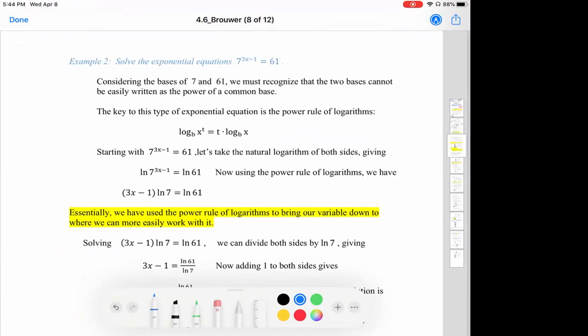Considering the bases of 7 and 61, we must recognize that two bases cannot be easily written as a power of a common base. The key to solving this type of exponential equation is the power rule of logarithms. So what we're gonna do is we're gonna introduce logs. Now to remind you of our power rule, this says that if I have some exponent, I can move it to the front. So we're gonna introduce logs so I can take my exponent and move it to the front. But I have to throw in that 3-letter math idea that we learned, a log.